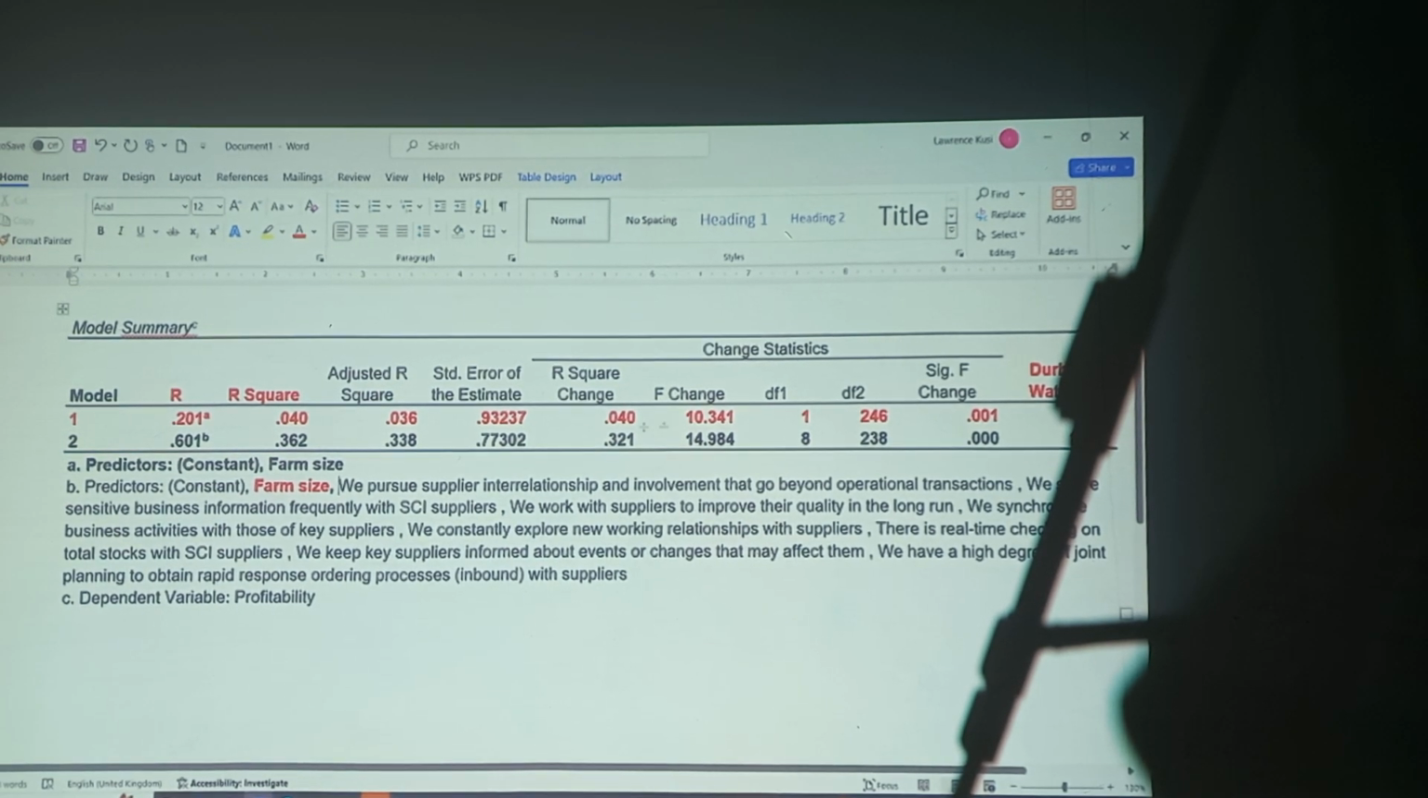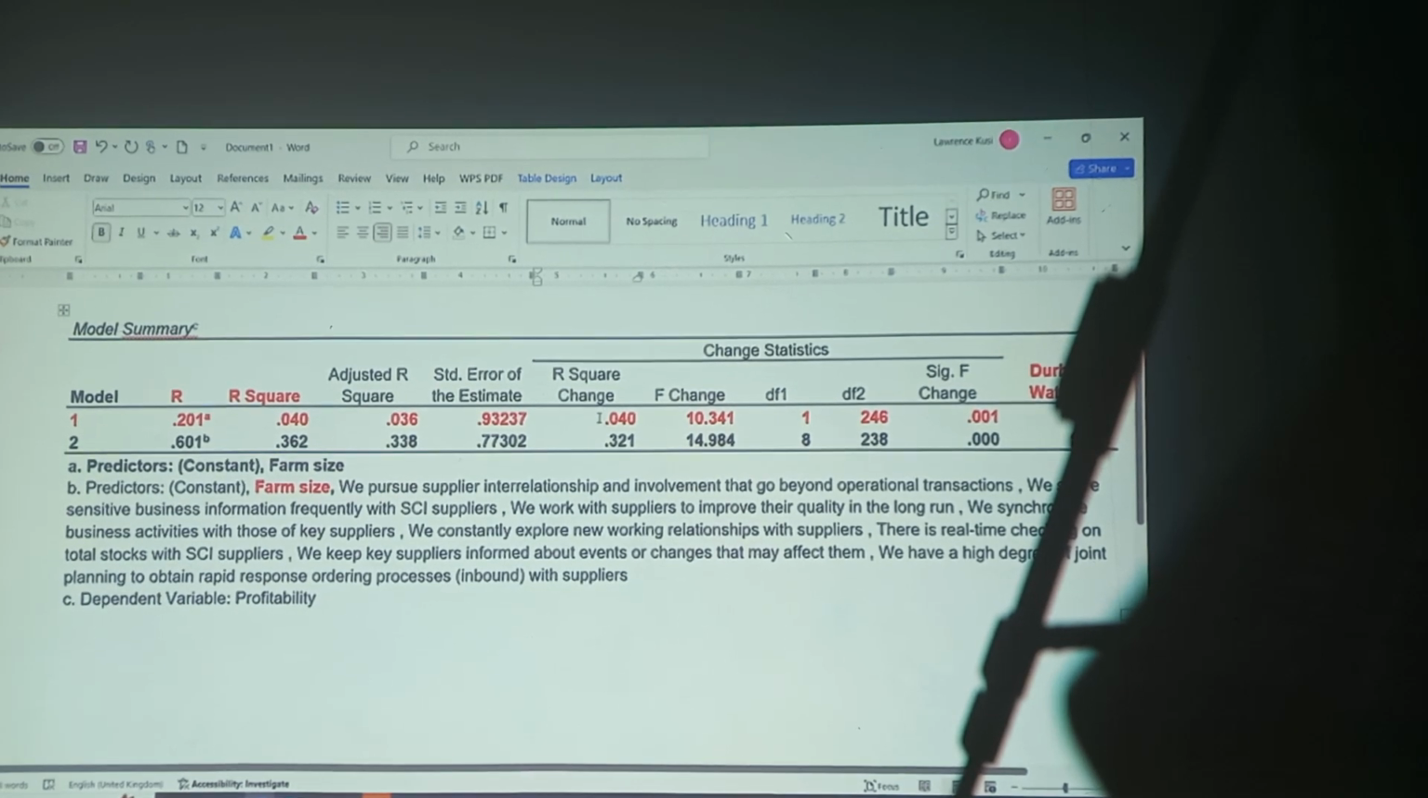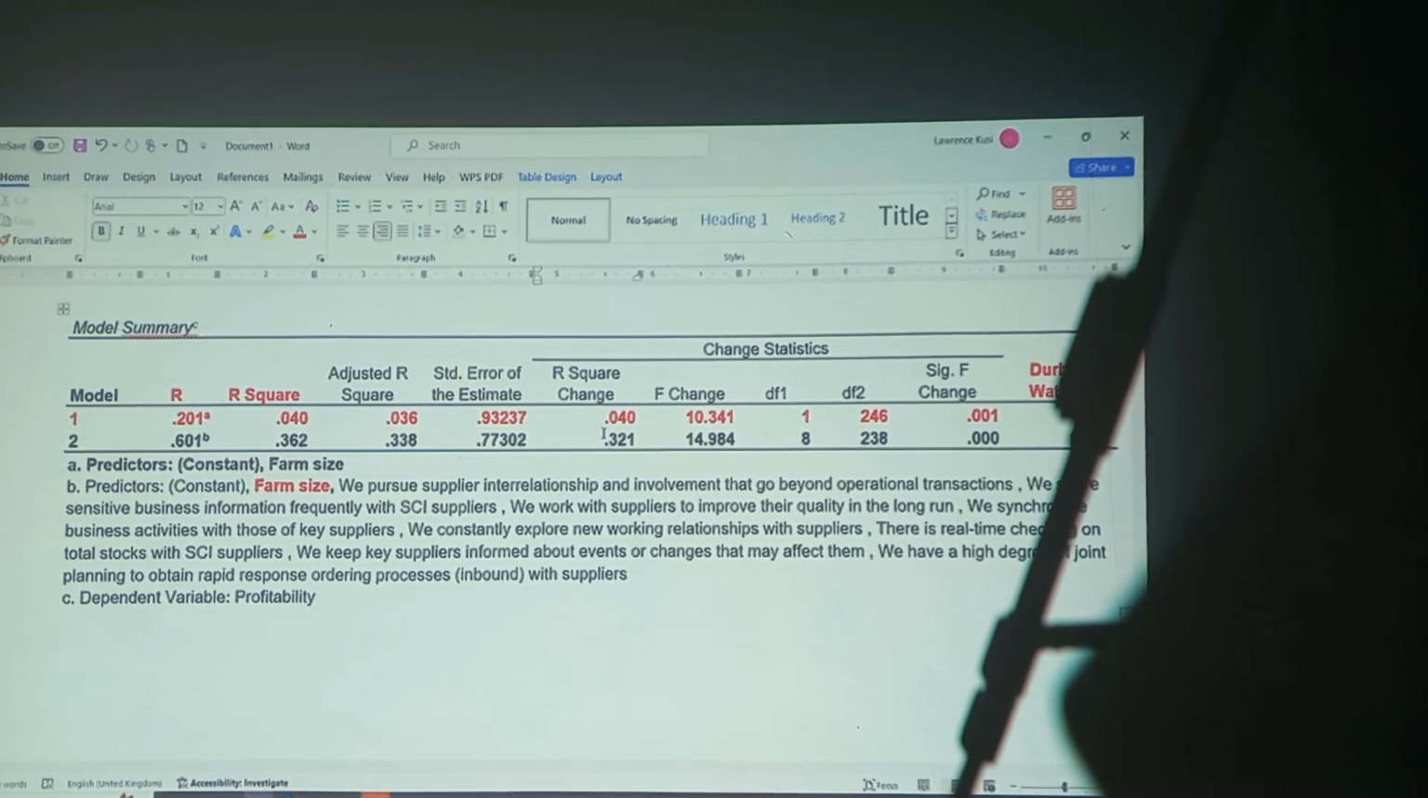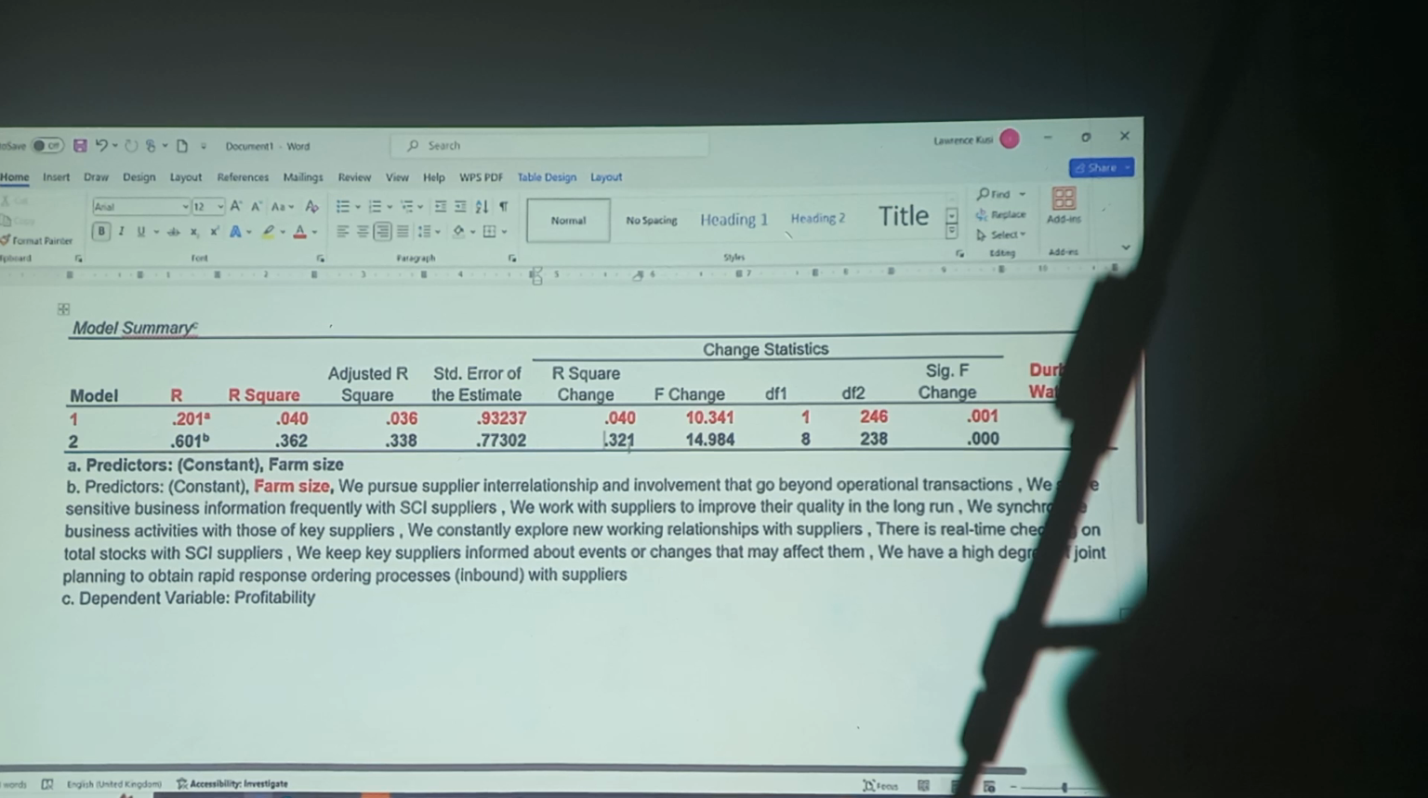And look at the R square change. The R square change is what? With model 1, 0.040, and then with model 2, how much change? 0.321. Okay, so firm size alone will account for this. When we add all these things, after controlling for firm size, we are getting 32.1%. Firm size alone accounted for 4%, but firm size together with the supplier integration things, when you put them together, we are accounting for how much? 32.1%. When you add that change to the first one, you should be able to get the change here.